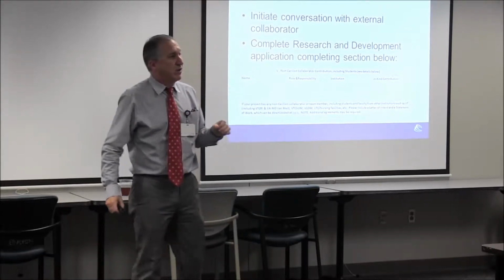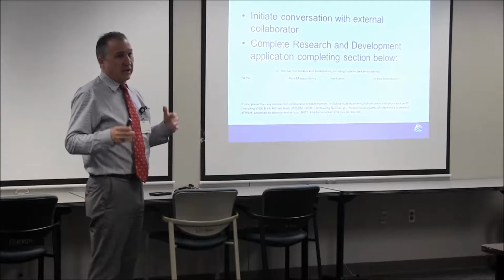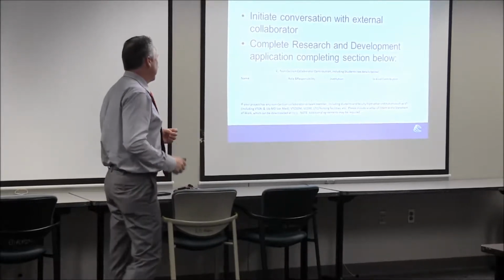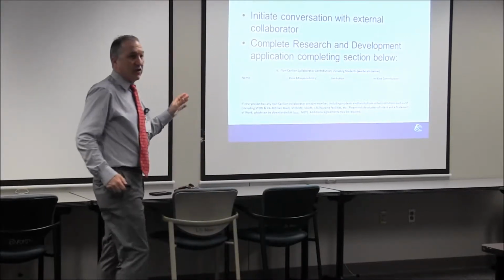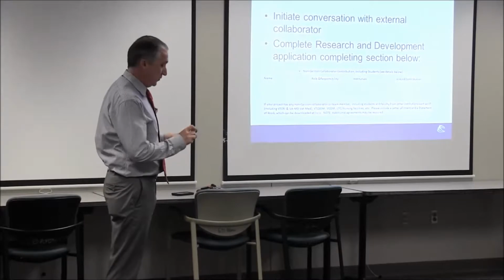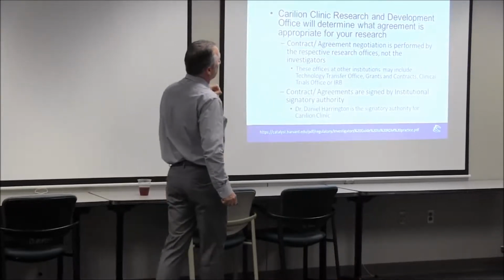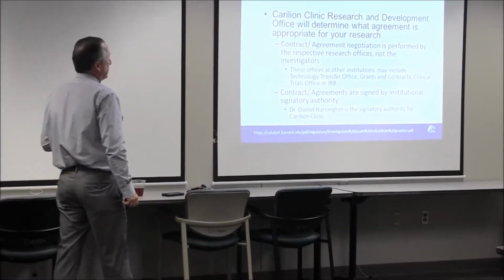So when that comes into the R&D office, we immediately look at that and try to ascertain, A, what this person's role is and what type of agreement needs to be put in place. And so here's just some notes right here. So that gets it started, something you don't have to do. We do that for you. What the Carillion Clinic Research Development Office does is determine what agreement is appropriate for your research.